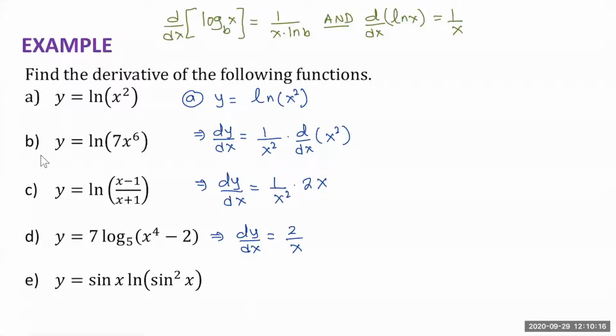Now let's work on part B. In B, we have y equal to natural log of 7x to the 6th. It is very similar to part A. You have an inside function of 7x to the 6th and an outside function of natural log x. So because you have the outside function and inside function, you are going to use the chain rule.